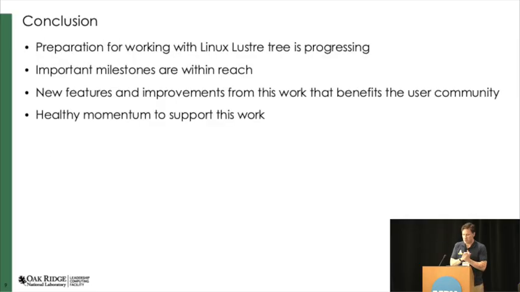So the conclusion: the work is progressing, and we're hitting these incredible milestones which we're going to complete. I think actually by 2.18, on the client side, we can have the tree ready for all this stuff. We have these new features and improvements from this work, which will benefit sites. And we have healthy momentum. Usually 4 or 5 patches are landing related to this work every landing cycle.